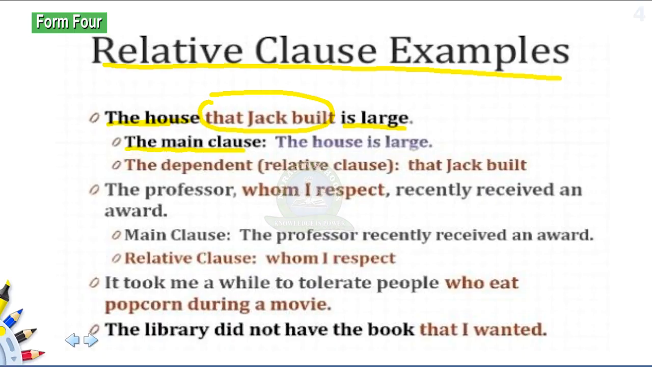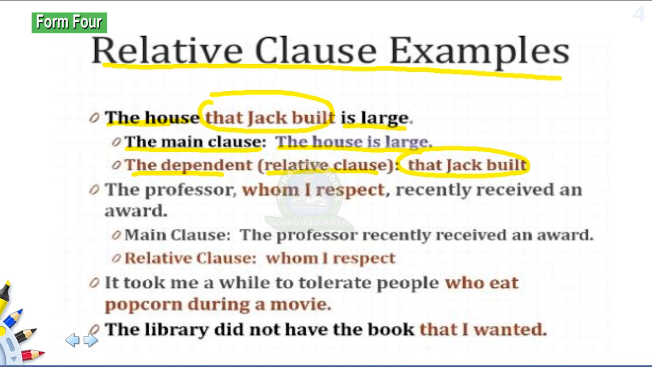So we have two clauses. That Jack built is the dependent clause. The main clause is the house is large. The house is large is a main clause or independent clause. But the dependent clause, the relative clause, is that Jack built. So this sentence has two clauses, the relative clause and the independent or main clause.